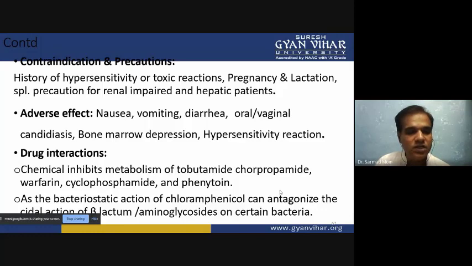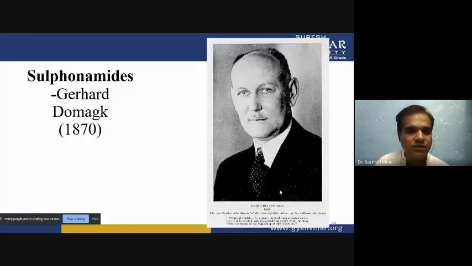The bacteriostatic action of chloramphenicol can antagonize the cidal action of beta-lactams and aminoglycosides on certain bacteria. So with some bacteria there will be a negative effect when we give chloramphenicol in combination with beta-lactam-type antibiotics and aminoglycoside-type antibiotics.